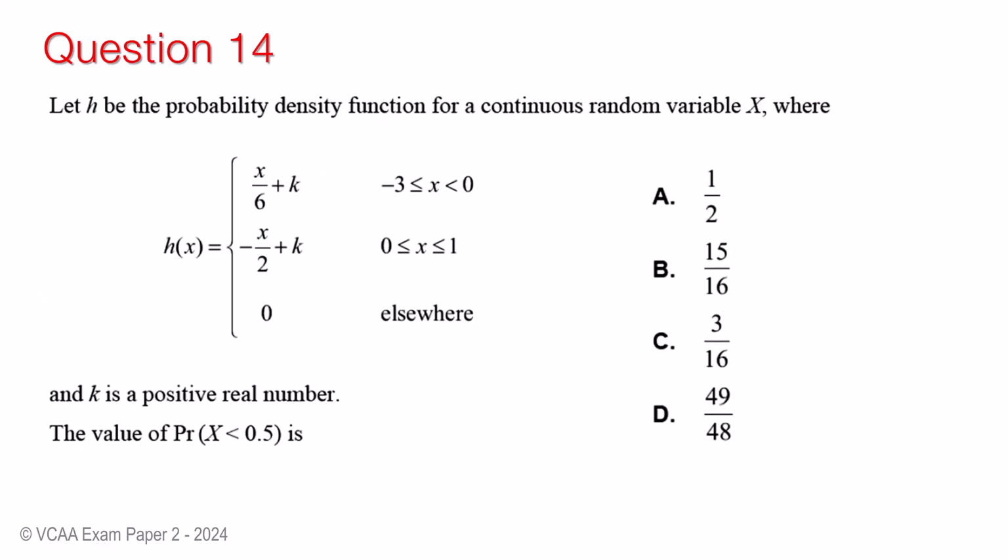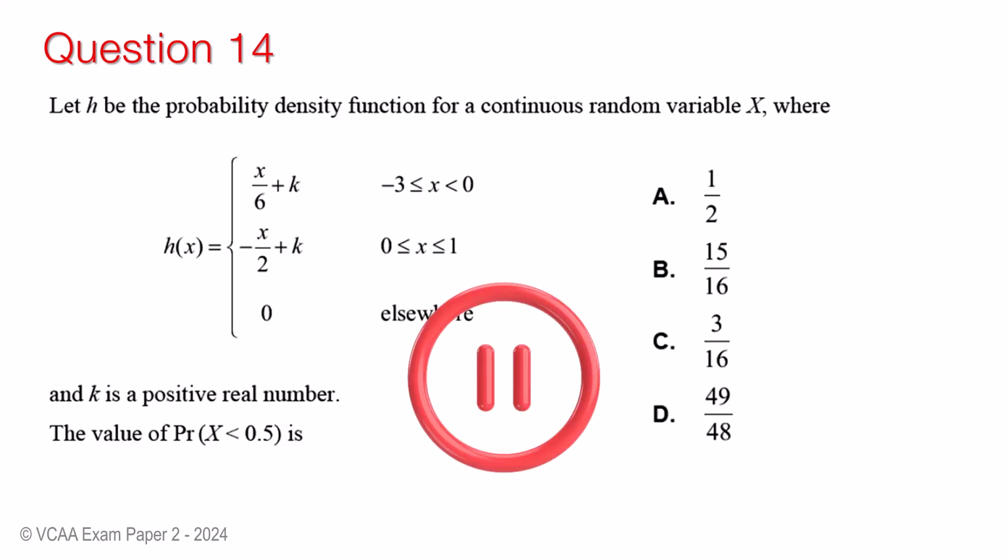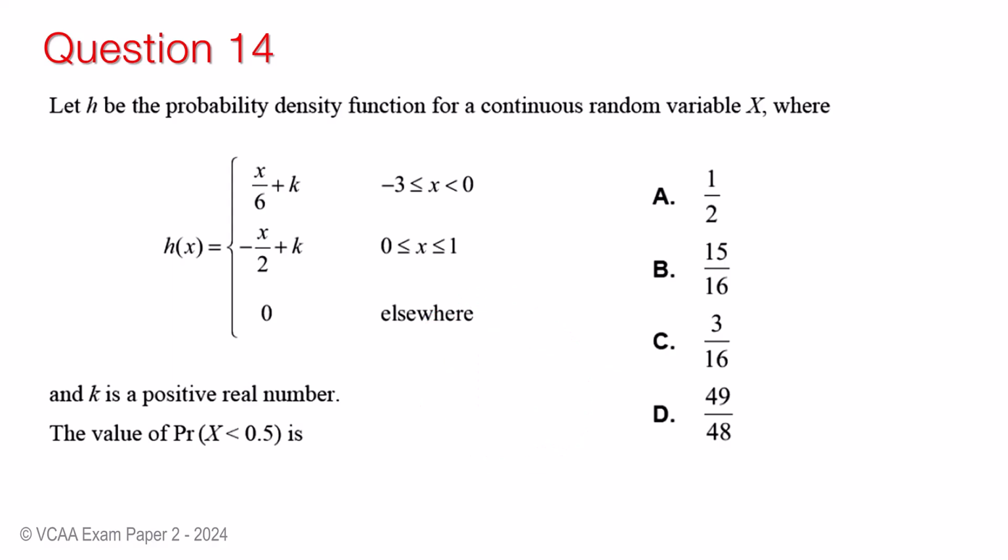Question 14. Only 53% of students got this question correct. So once again, proceed with caution. Press the pause button and give the question a try. We are provided with a PDF. The definition includes a parameter k, and we need to find a specific probability.